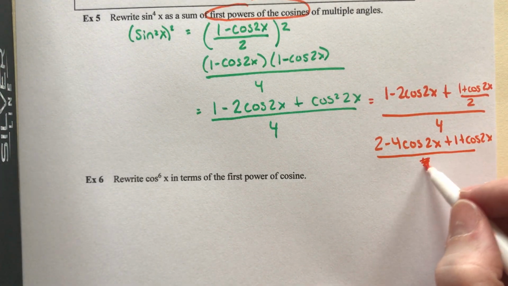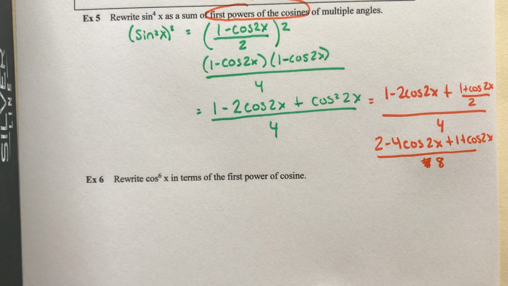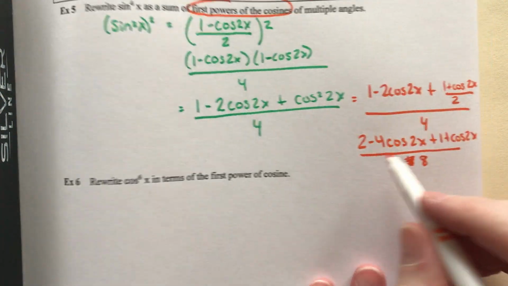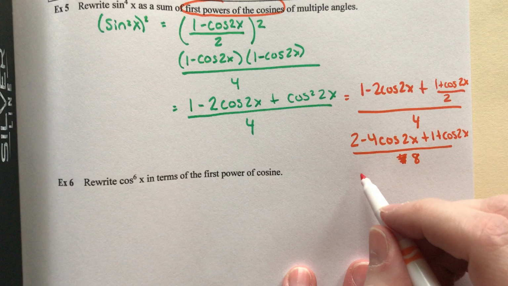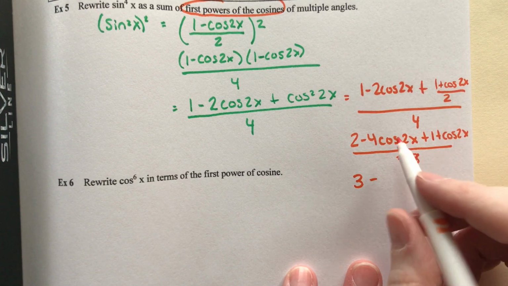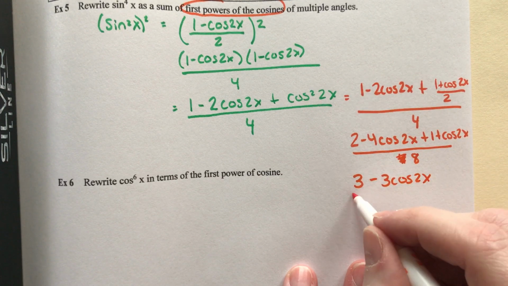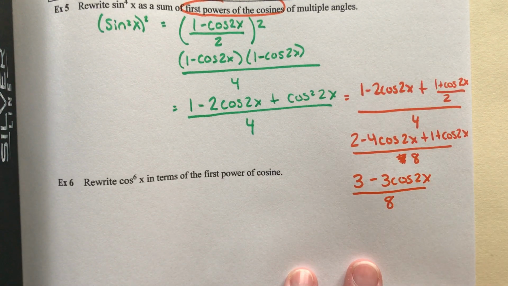Oop, I forgot to multiply the 4 by 2 also. So that's 8. And lastly, we can combine like terms, right? So I have cosine of 2x here twice, and I have a 2 and a 1 I can combine together. So that is 3 minus 3 cosine of 2x divided by 8.